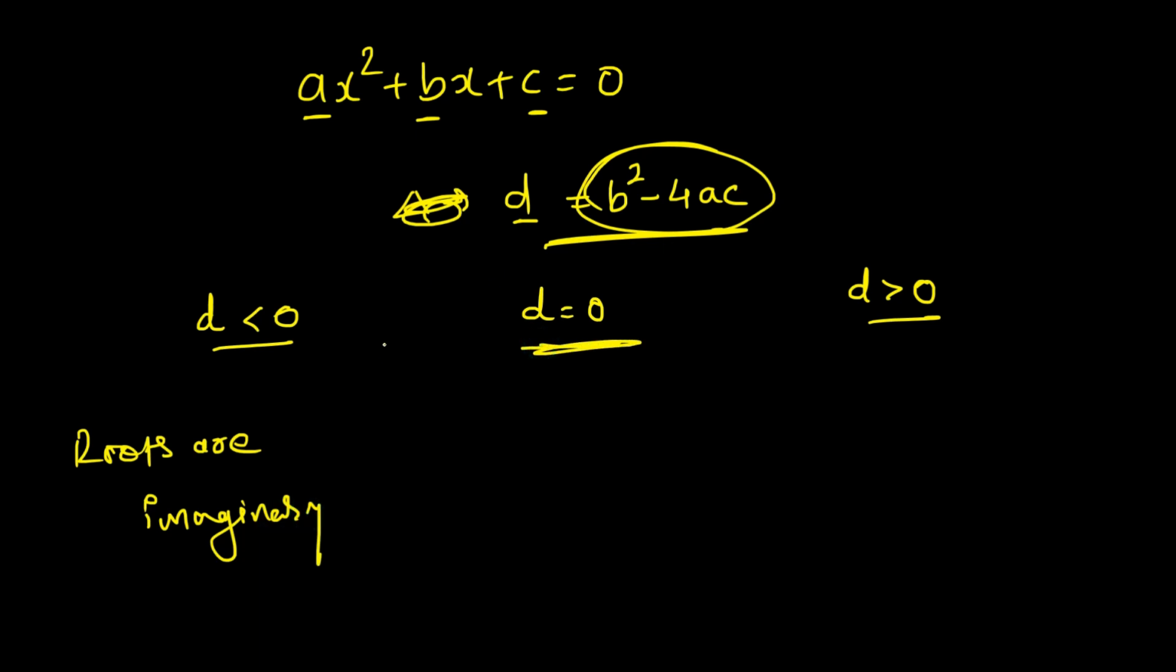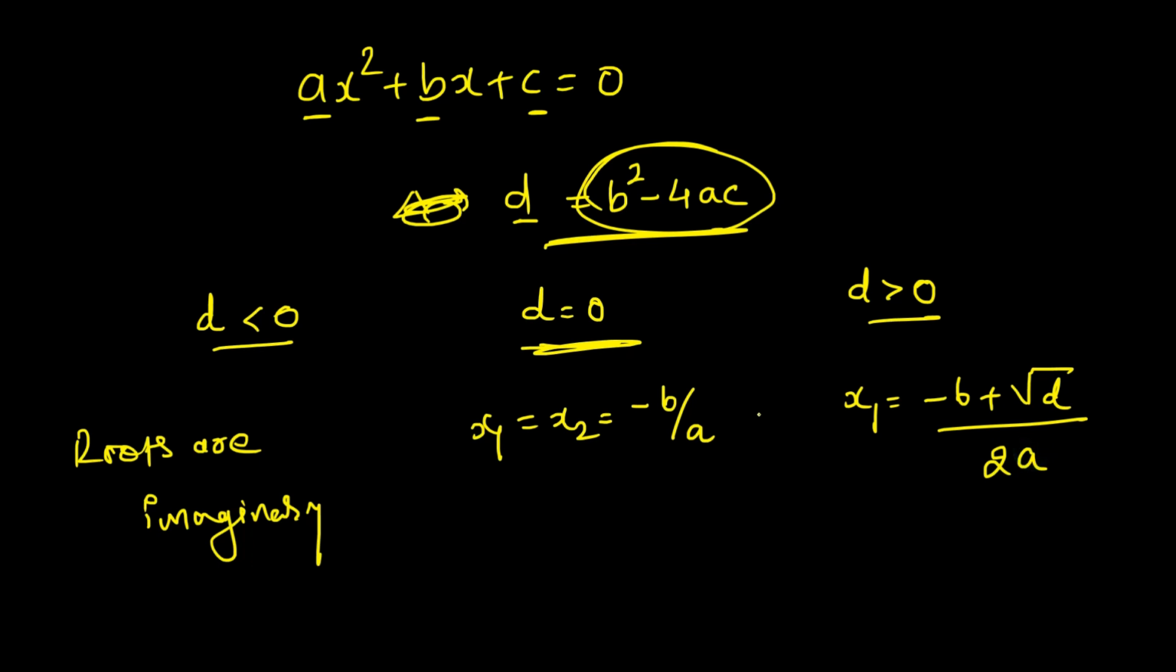If d is equal to 0, then both roots x1 and x2 are the same, that is minus b upon 2a. And if the value of d is greater than 0, then the roots are x1 equal to minus b plus under root d upon 2a, and x2 equal to minus b minus root d upon 2a.